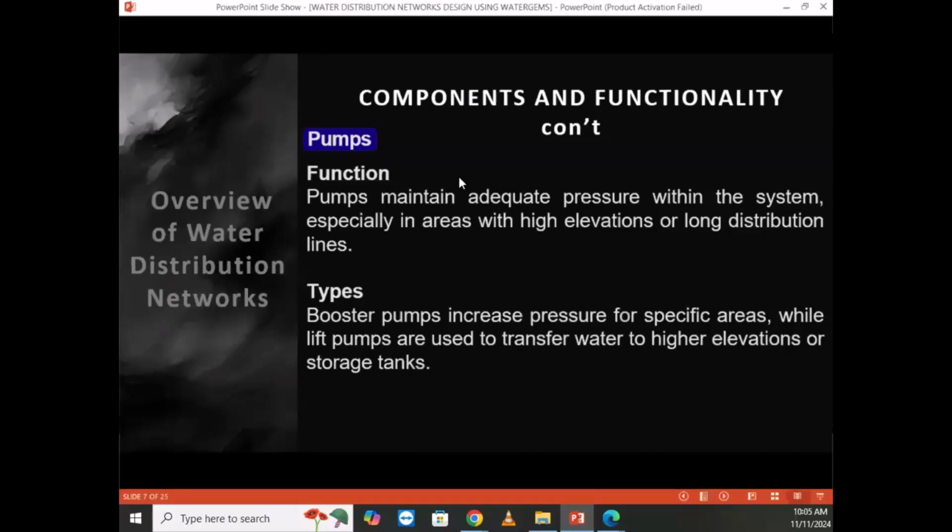There is also a lift pump. The lift pump is when you are taking water, for example, from the lake, and it lifts that water to the treatment plant or to the main reservoir. That's a lift pump. When the water is taken from the zero elevation, if I can say.